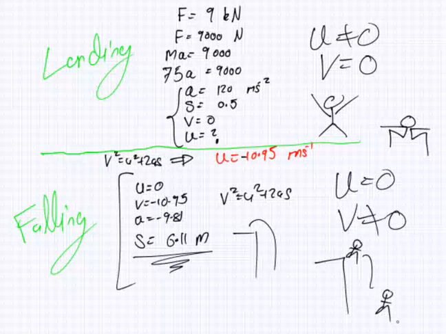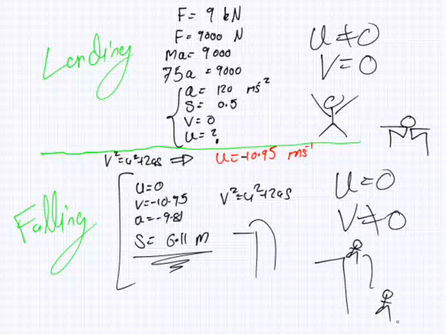That's better. Why is his mass so small? I said in the question, didn't I? His mass is 75. Yeah. U equals 10.95 meters per second.